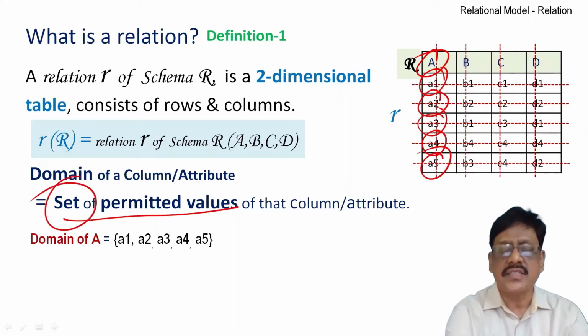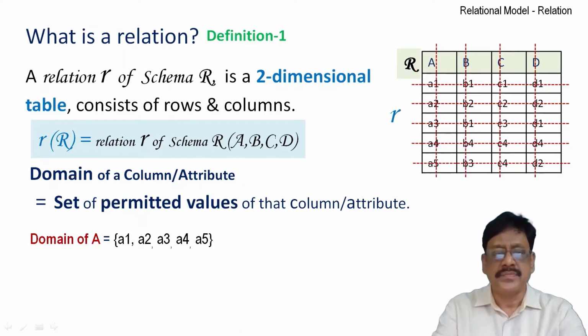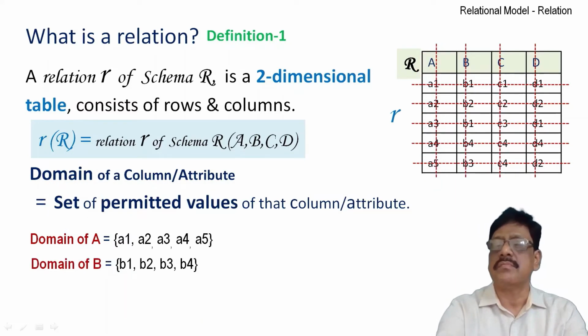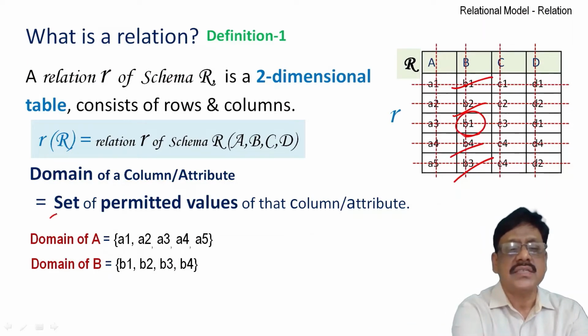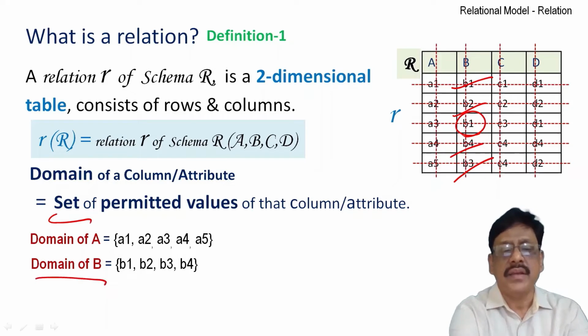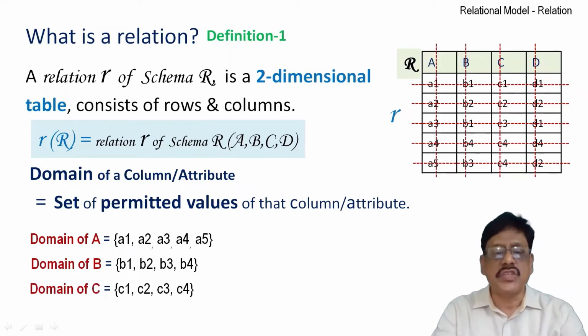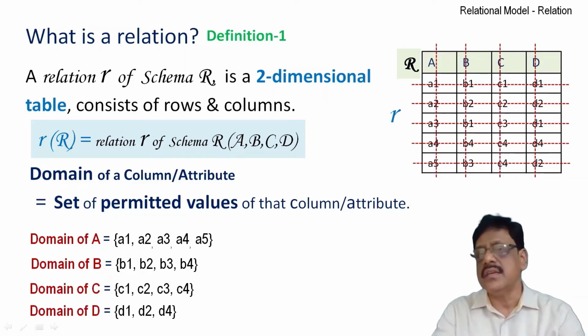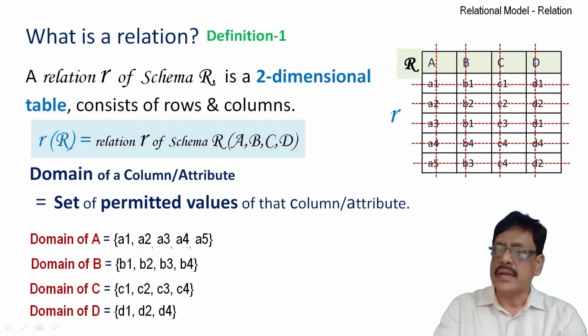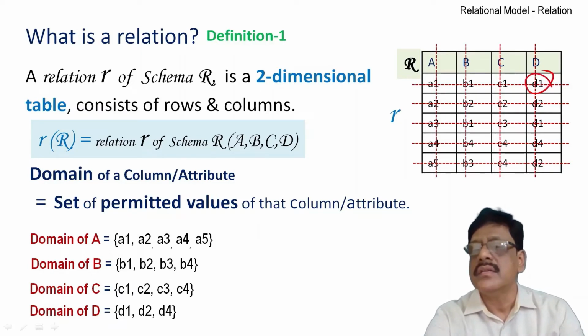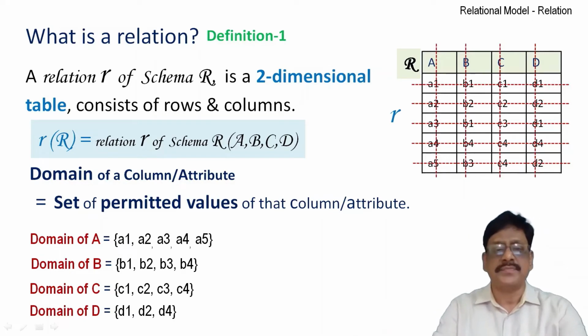Since it is a set, it is a collection of all distinct elements. Look at the domain of B, which consists of B1, B2, B3, B4. But B1 I will not repeat because it is a set. So the domain of B consists of B1, B2, B3, B4. Similarly, the domain of C becomes C1, C2, C3, C4, and that of D is D1, D2, and D4, because D2 appears twice and D1 also appears twice.